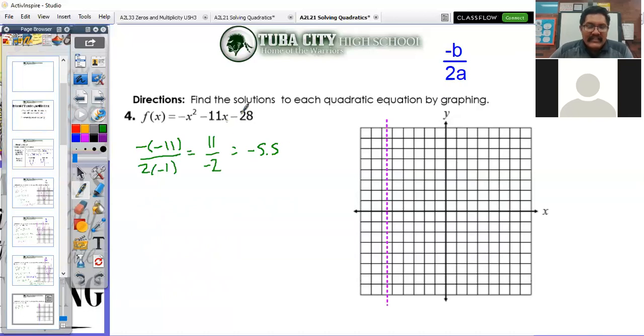And now we would plug this back in to see where the vertex is. It would take a while, so I just use my calculator, and I'm just going to use what I got from my last class and plug that back in. The axis of symmetry's y value would be 2.25. So that means negative 5.5, up 2.25.